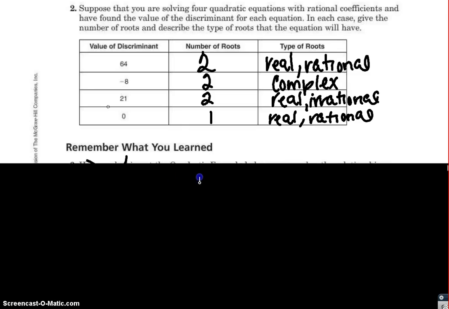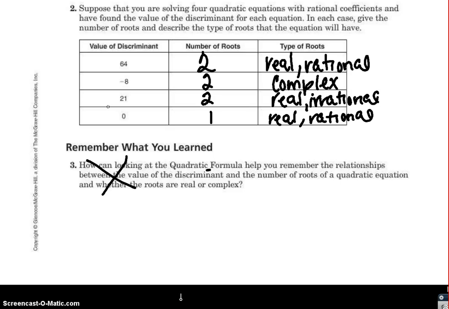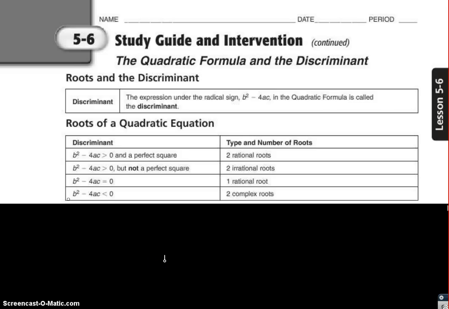Okay, so what I want you guys to go ahead and do is on number 3, scratch out 3, and in that space I want you to copy this chart down. So again, on number 3, go ahead and cross that out on your page, and in that empty space, I want you to copy down these charts. So you should have the discriminant part labeled and the type and the number of roots. So take a minute, you might have to hit pause, but copy this down for your notes.